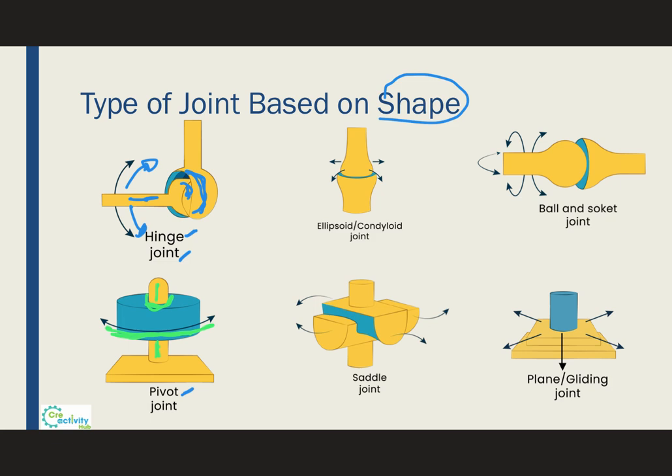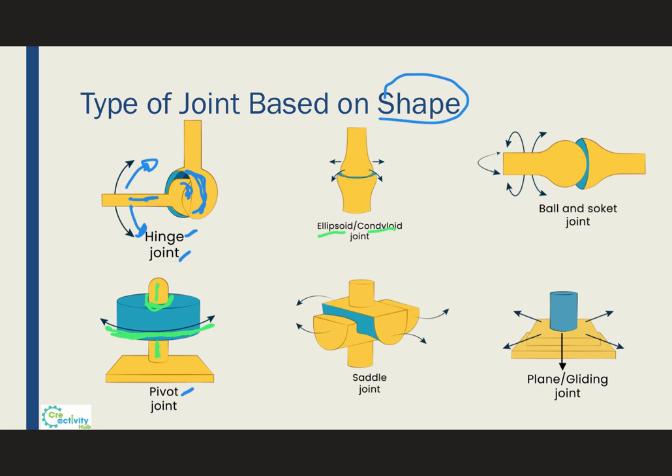Moving on, we have the condyloid joint, which can also be called the ellipsoidal joint. This joint features an oval-shaped articular surface on one bone that fits into a complementary oval-shaped depression on another bone.